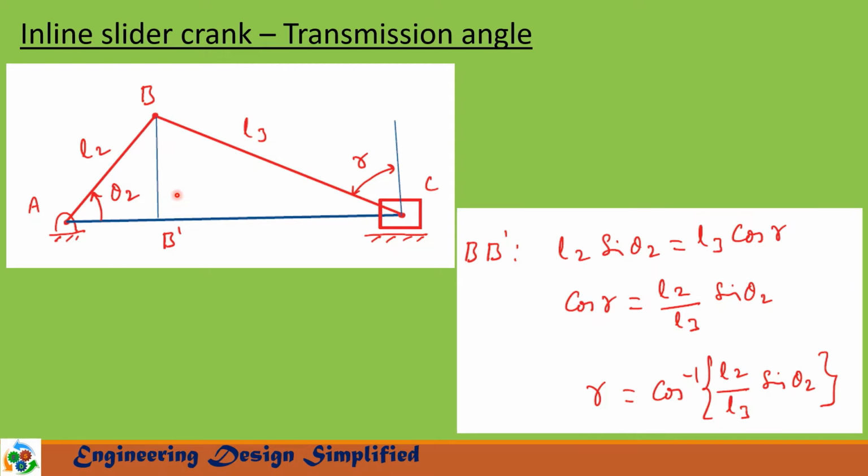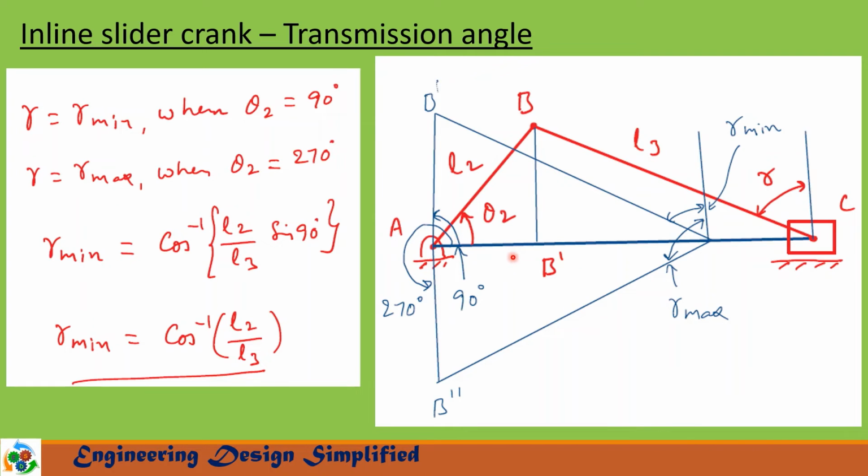So from this picture, this link length is L2 and this angle is theta 2. This link length is L3 and this angle is gamma. So B prime, that is this height, can be written as L2 sin theta 2 equal to L3 cos gamma. So from this equation, gamma can be written as gamma equal to cos inverse L2 by L3 into sin theta 2. So this is the equation to find transmission angle of this inline slider crank mechanism for any given crank angle theta 2.